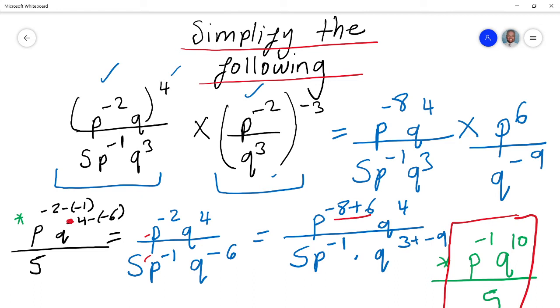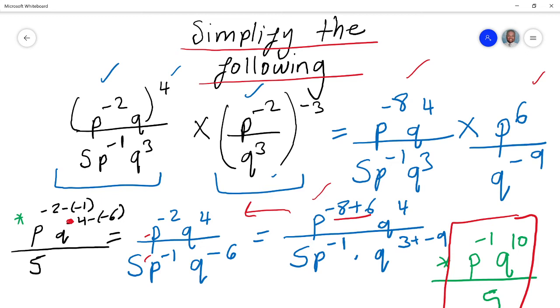If we go through this step by step, what we did was we expanded: p to the power negative 8 q to the power 4 over 5p to the power negative 1 q to the power 3, which sorts that out. The next one is p to the power 6 q to the power negative 9, that sorts that out. Then we add the powers: p to the power negative 8 plus 6, q to the power 4, over 5p to the power negative 1, q to the power 3 plus negative 9. We move over here: p to the power negative 2 q to the power 4 over 5p to the power negative 1 q to the power negative 6.